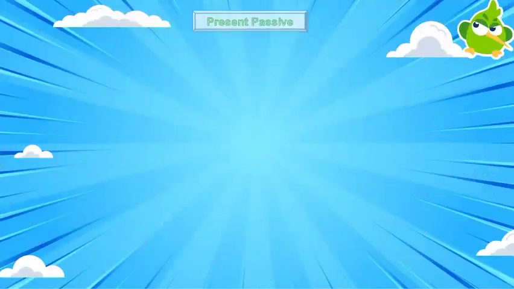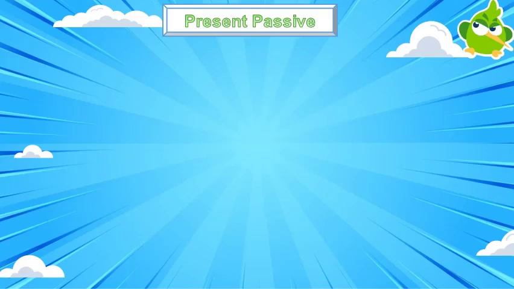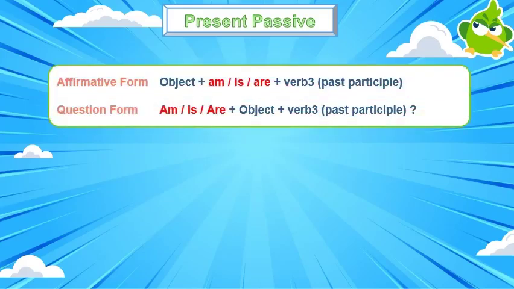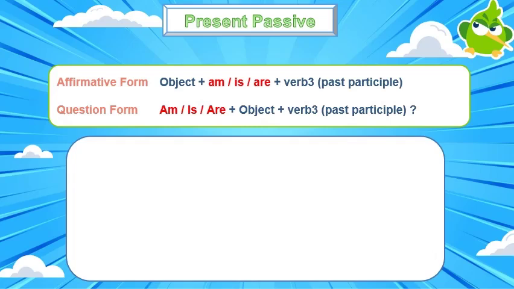So let's start here with the first grammar point, present passive, the present simple. The affirmative form of this passive in this tense: we will start with the object, and after it comes am, is, or are, and the verb in the past participle, or PP. Am if it was I, is if it was singular, are if it was plural. And after that the question: we will start with am, is, are, then the object, and the past participle.